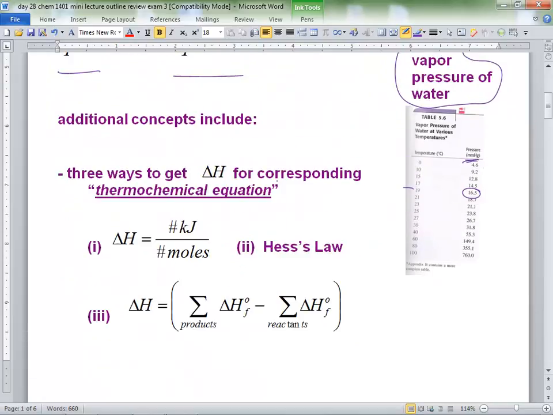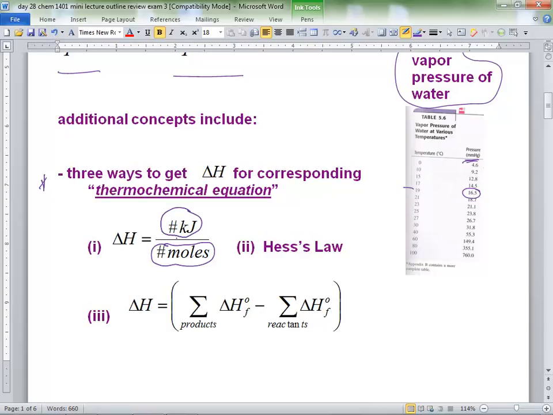And then we said there were 3 ways to get the enthalpy for a reaction. And I thought this was the hardest way, I don't know about you, because it was two parts. You had to get the number of kilojoules. Then you had to get the number of moles. Divide the two, and then you got the enthalpy for that chemical equation.